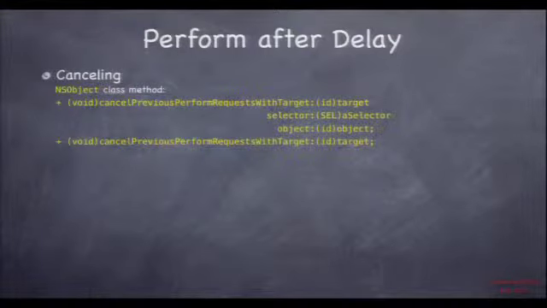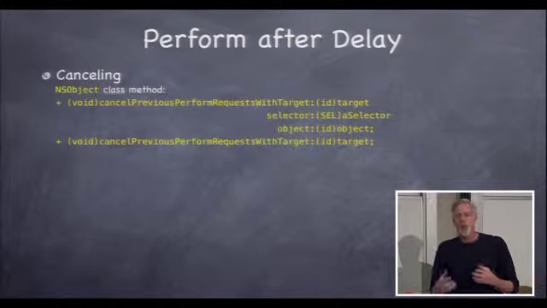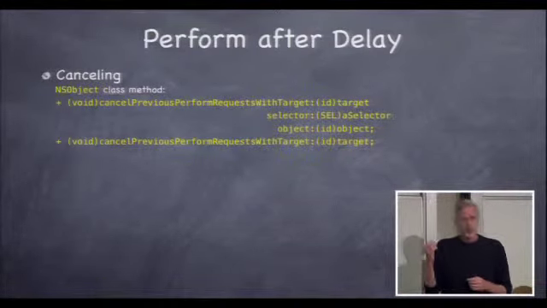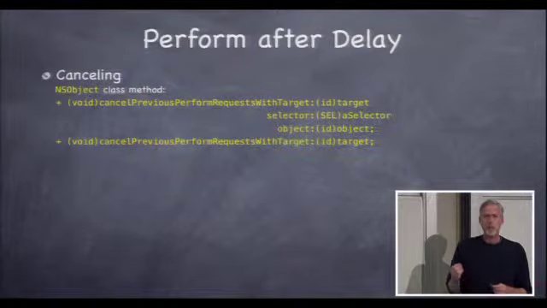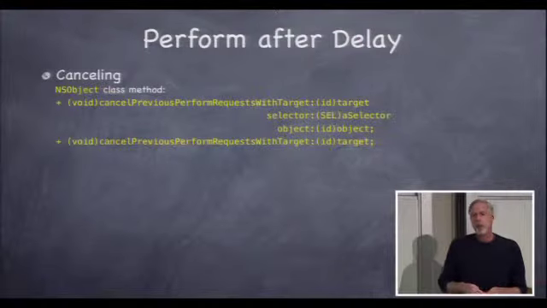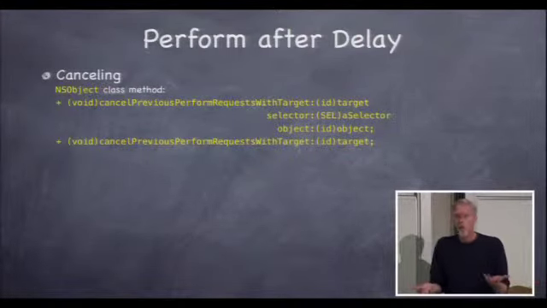How do you cancel this? So you do perform after delay, and then you realize before it goes off, I don't want that to happen. You call this class method. This is a class method, okay? Don't get confused here. This is not an instance method. It's a class method. And the reason it's a class method is, perhaps you don't have a pointer to that object anymore that you performed after delay, right?